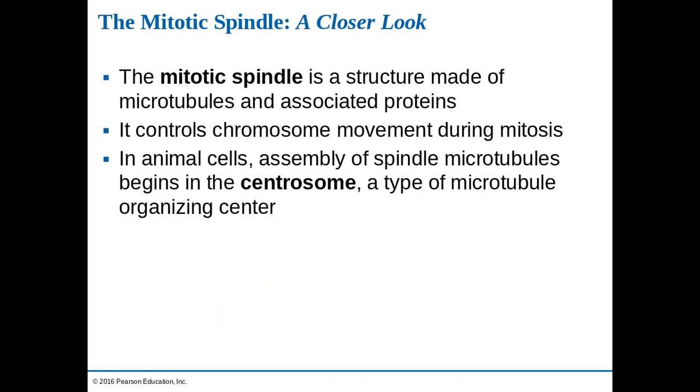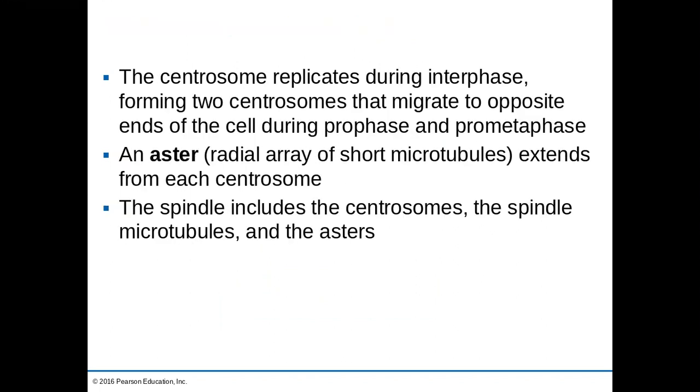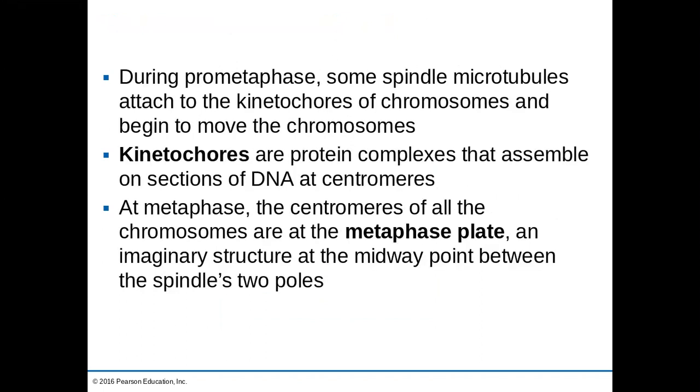So in animal cells, like we saw, the assembly of the spindles begins in the centrosome, which is kind of like an organizing center for those microtubules. As the centrosome replicates during interphase, you get two centrosomes that move to opposite ends of the cell during prophase and metaphase. That's when the spindle fibers move to the poles. And then the aster is that array of the short microtubules that extends from each chromosome. So the spindle technically includes the centrosomes, the spindle microtubules or spindle fibers, sometimes they're called, and the asters.